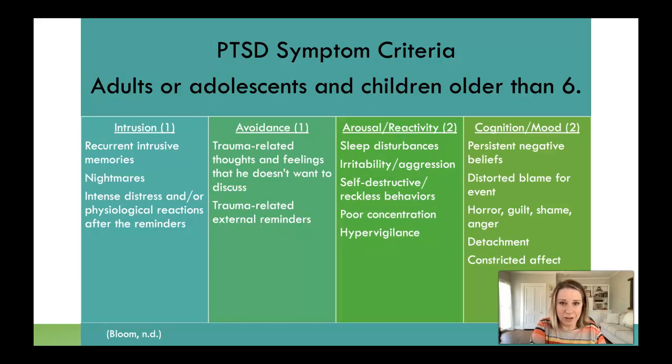Pause your video, identify which symptoms you see for Roger, and unpause it when you have your list. Okay, so for intrusion, which there must be at least one, Roger has 2, recurrent intrusive memories and nightmares. For avoidance, which there has to be at least one, Roger has trauma-related thoughts and feelings that he does not want to discuss. We saw that in the interview.